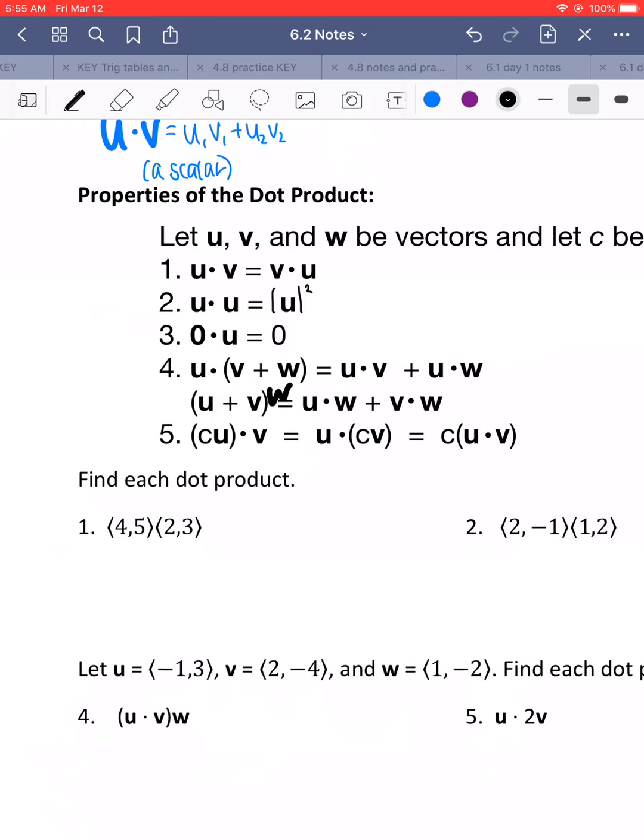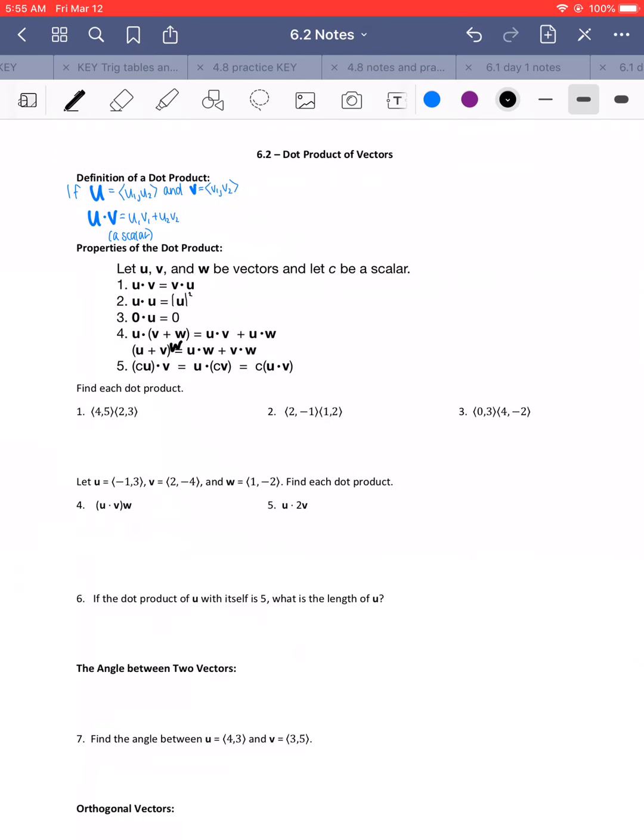And then number 5 says that if I have some number times a vector, so cu, multiplied by another vector, I could really put that scalar with vector v, or I could put the two vectors together and then multiply by the scalar. It's your associative property. Just like the associative property of multiplication, it's the same with your dot product.